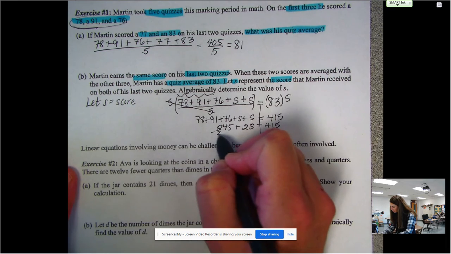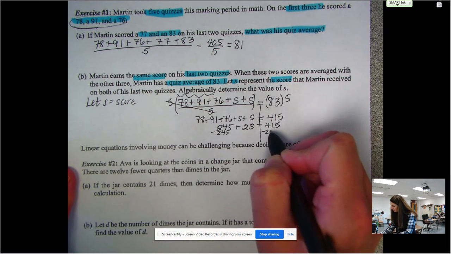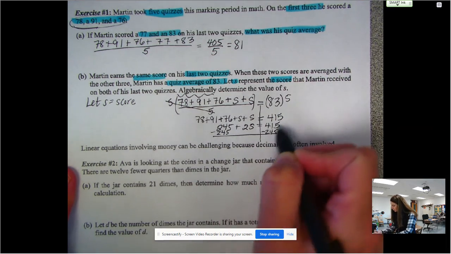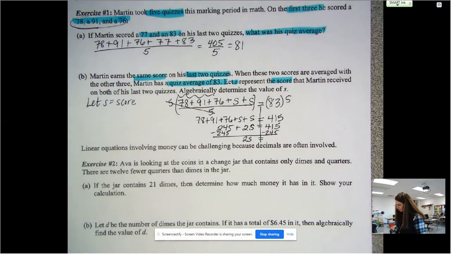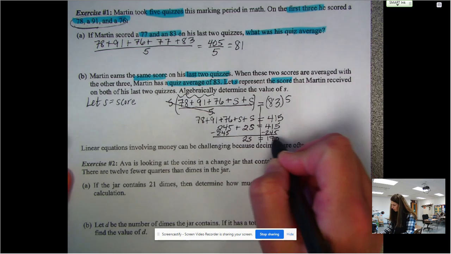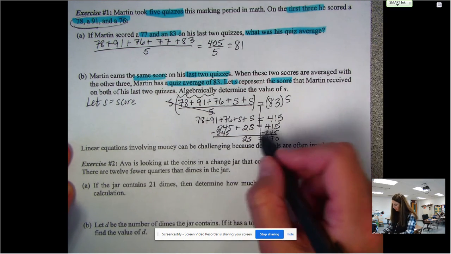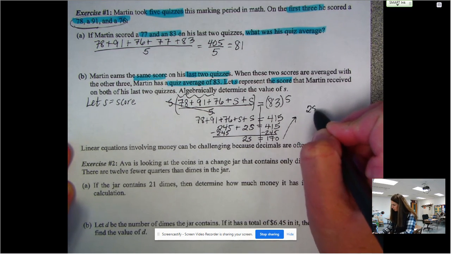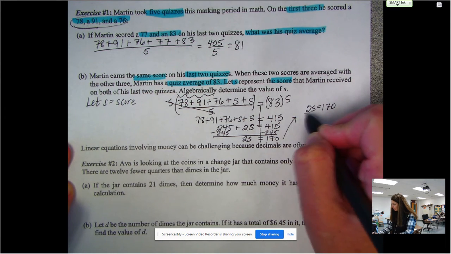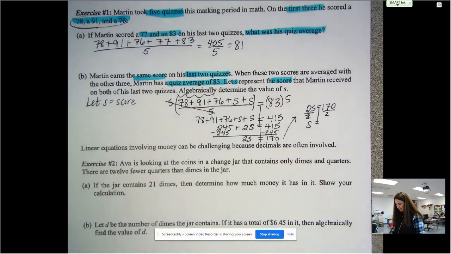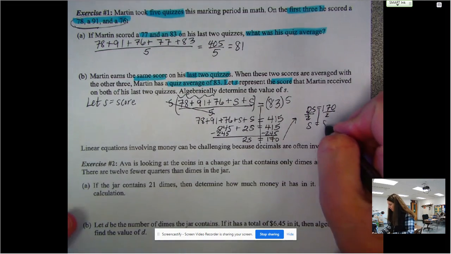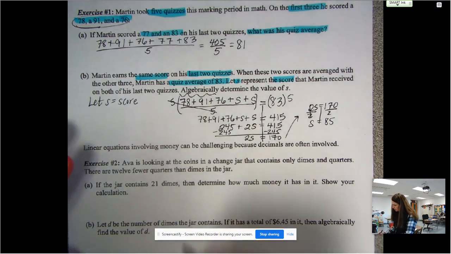Okay, we're getting rid of the 245 points we already know about. He needs to earn 415 points in order to get this average of an 83. So let's subtract those. 415 minus 245 is 170. I'm just going to bring my work over here. So 2s equals 170 points. So on those 2 quizzes, dividing those points up, he needed to get an 85 on both of those quizzes.